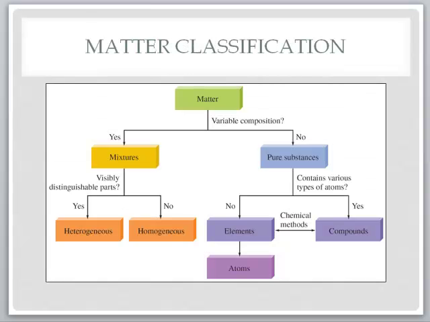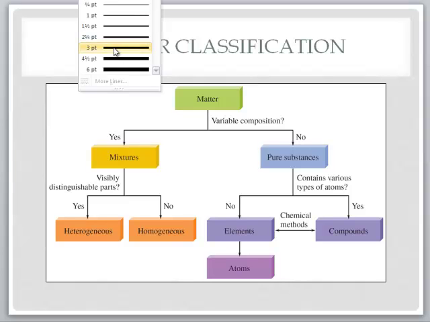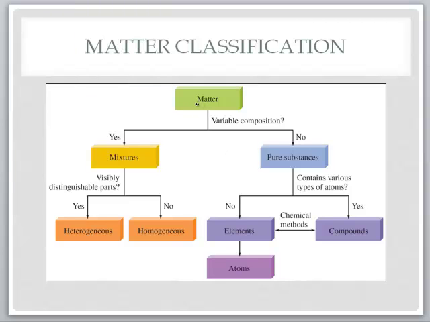So just to review, matter is anything that takes up space and has mass. In fact, I don't think we defined that in the beginning. So let's define matter as anything that has volume and mass. It's broken into two categories: mixtures and pure substances. Mixtures are either heterogeneous or homogeneous. Pure substances are either elements or compounds.